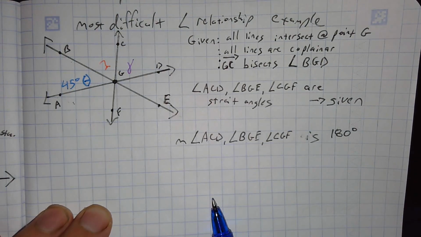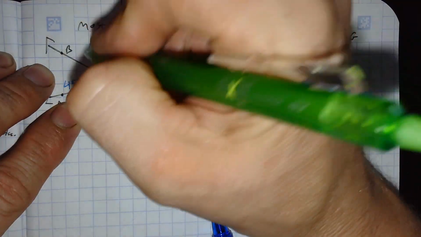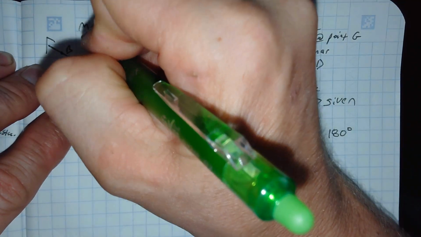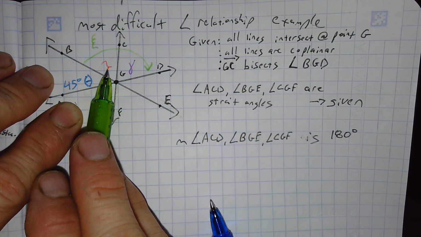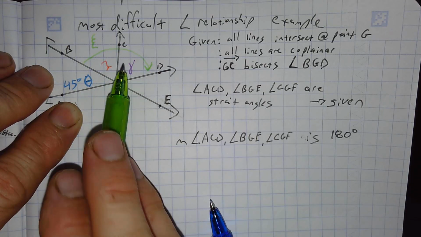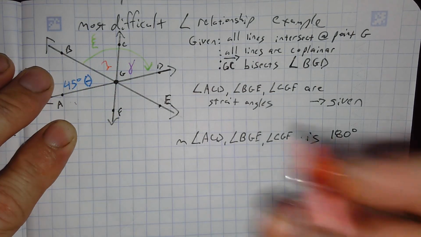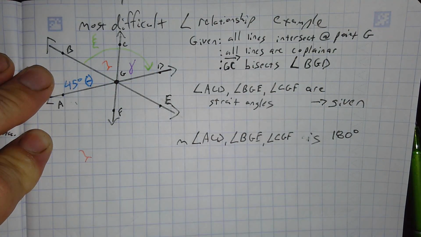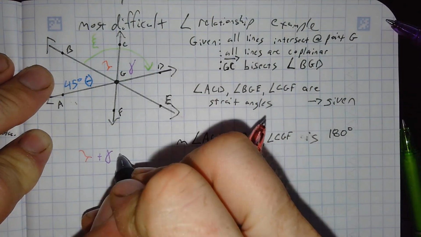Well, I also have another angle here, angle BGD. I'm going to make it green. From here to here, I'm going to call that epsilon. This angle epsilon is a combination of angle lambda and angle gamma, right? If I add those two together, whatever they may be, it's going to equal that. So I might as well write that down. Maybe it'll be useful, maybe it won't. Lambda plus gamma equals epsilon.